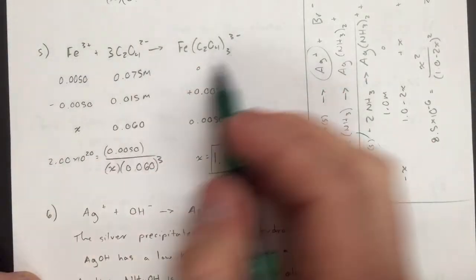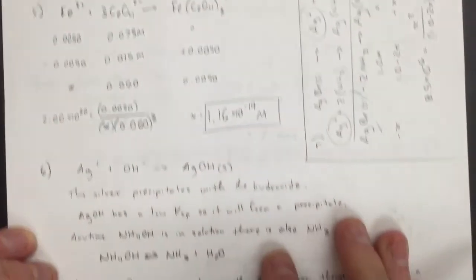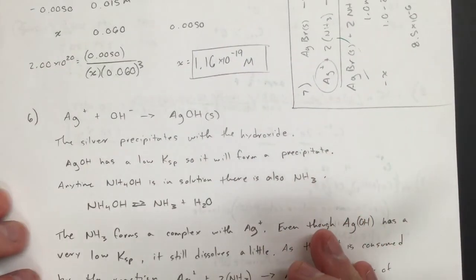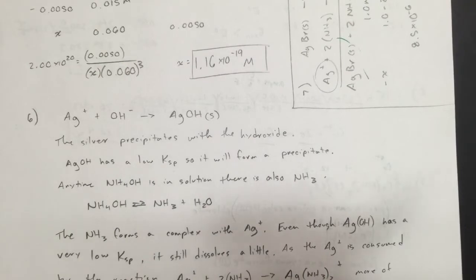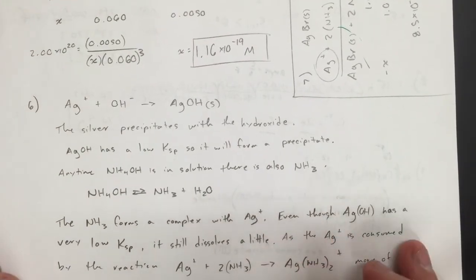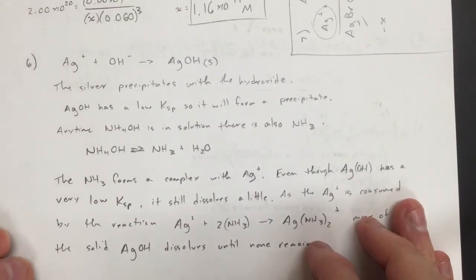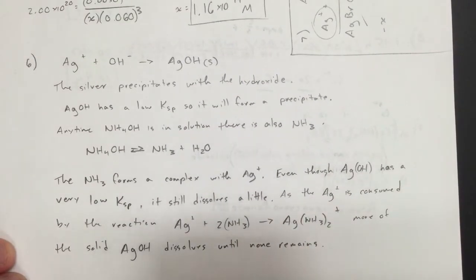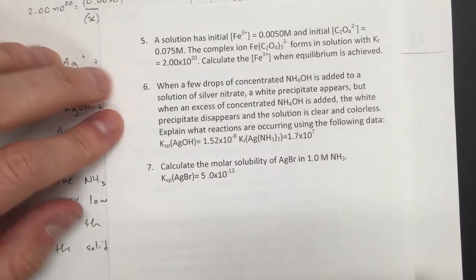Okay, anyway, so we got 1.16, but again, we did that in class. All right, number 6 asks us to explain why, when a few drops of concentrated NH4OH are added to a solution of silver nitrate, a white precipitate appears. But when an excess of concentrated NH4OH is added, the white precipitate disappears and the solution is clear and colorless.